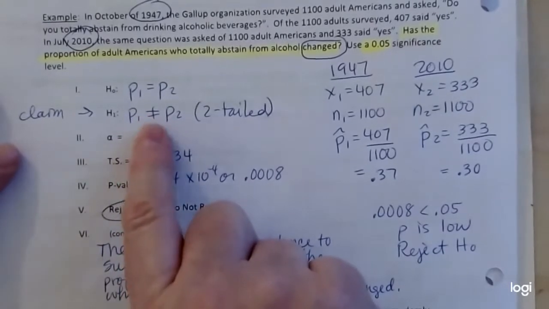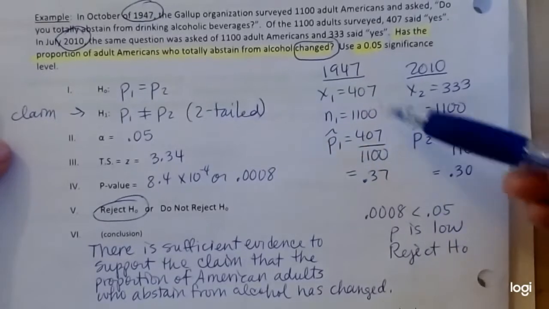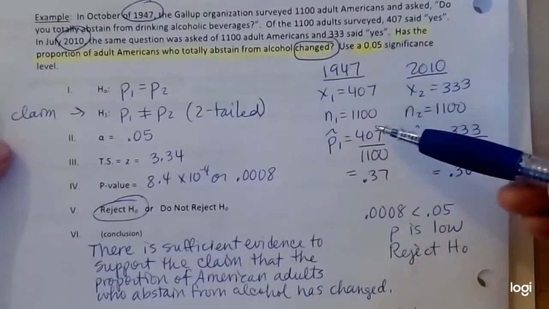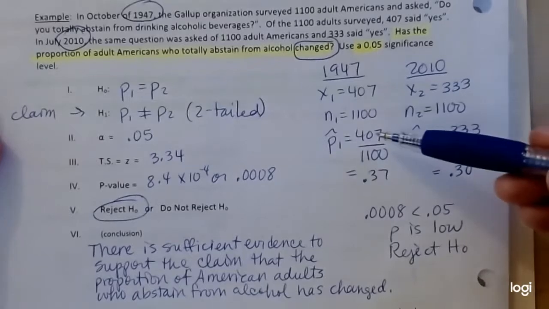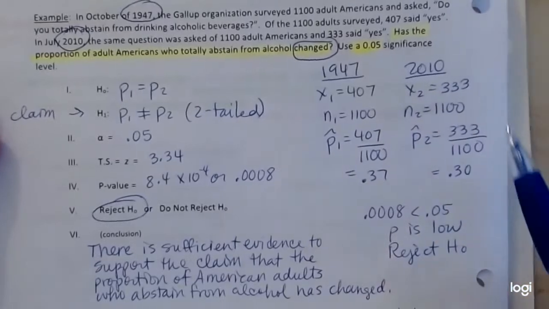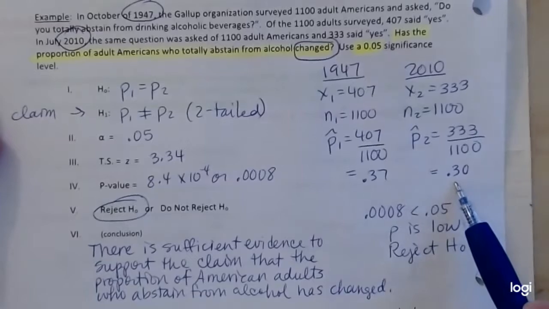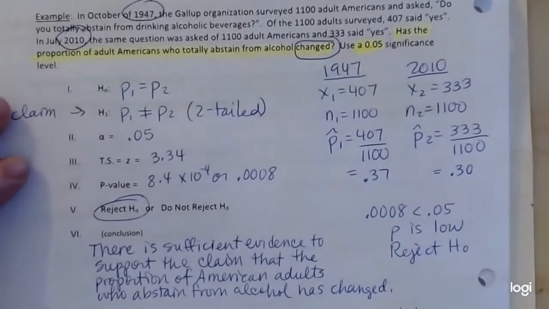We're testing, are they different? So for 1947, we have this information. 407 said yes out of 1,100 people, and the proportion for that is 407 over 1,100, which is 0.37. In 2010, we had 333 yeses out of 1,100, and so that proportion is 0.30.